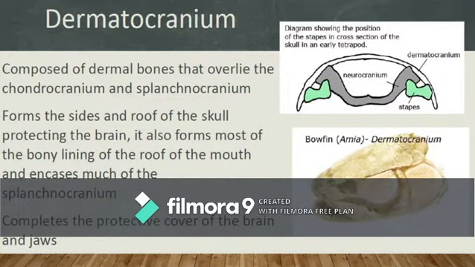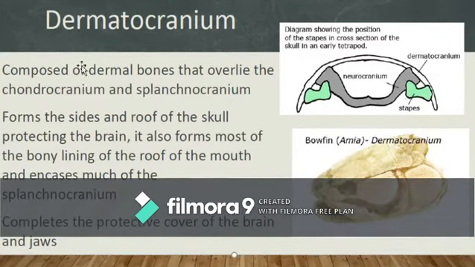Now let's proceed to the dermatocranium. The dermatocranium is composed of dermal bones that overlie the chondrocranium and splanchnocranium. So, by the diagram, we have here the neurocranium, and this is the dermatocranium. So that's the position of the dermatocranium. It completes the protective cover of the brain and the jaw. So this is our lower jaw, the lower mandible in humans, and we have the brain case.